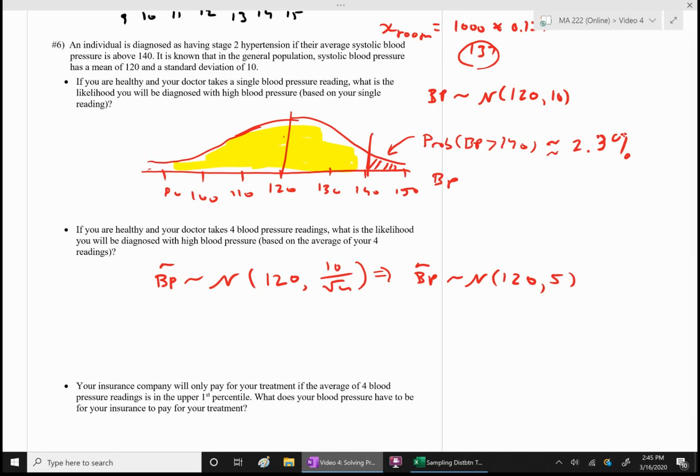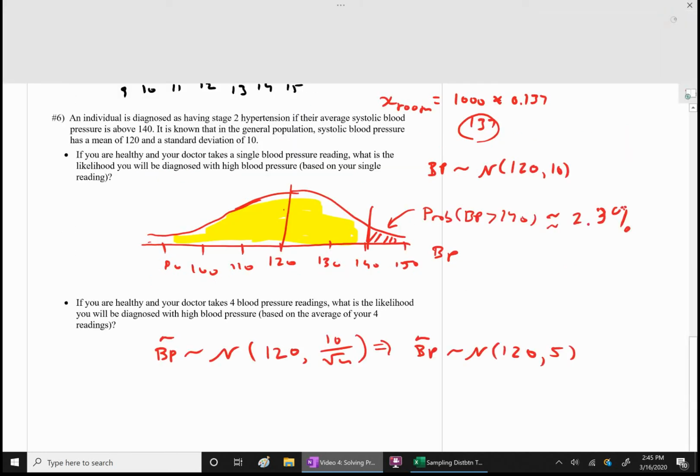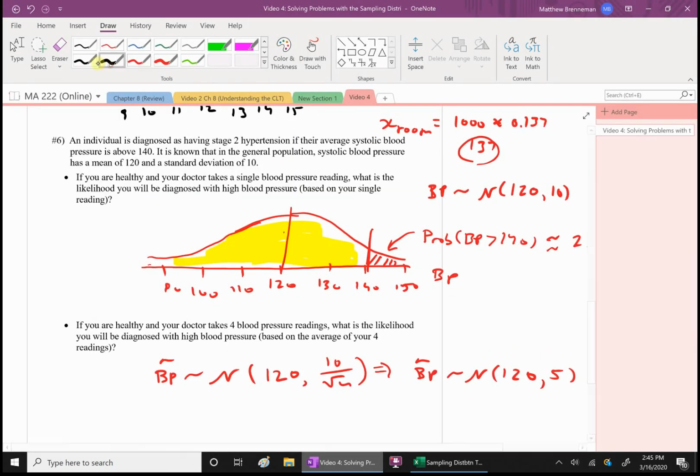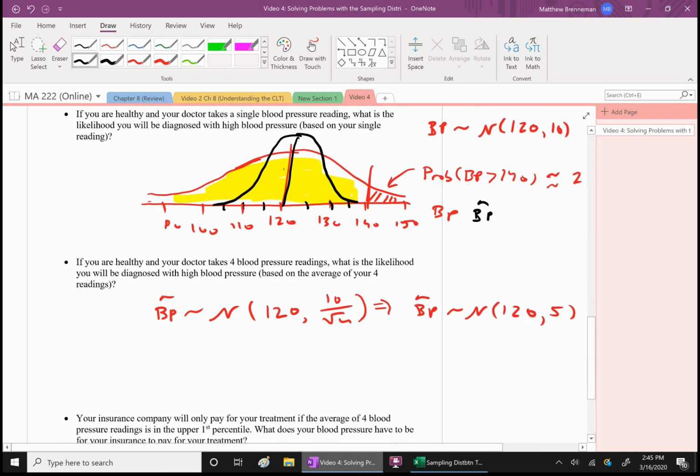And so if we compare these two distributions, this is blood pressure, and this is going to be average blood pressure. They both have the same mean, but average blood pressure has a standard deviation of 5. So its distribution looks like this. And so now if we take the percentile of 140 in this distribution, we're essentially 4 standard deviations away. We expect we're going to get a really small answer, right?